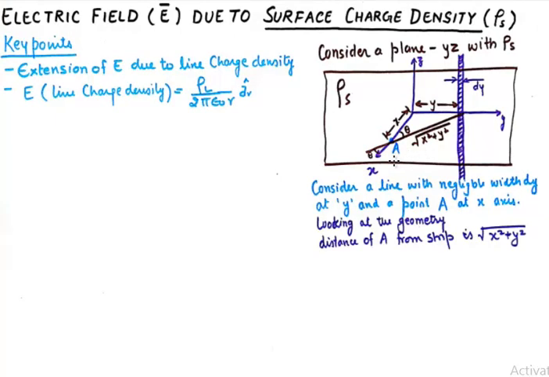So let's consider some geometry here. The distance of A from this strip with the width dy is this capital R, and this capital R is x square plus y square under root. And let's say if this makes an angle theta here, so this angle will also be theta, and cos of theta will become x upon x square plus y square under root. Now, why is this geometry important to understand? We'll see in a minute.